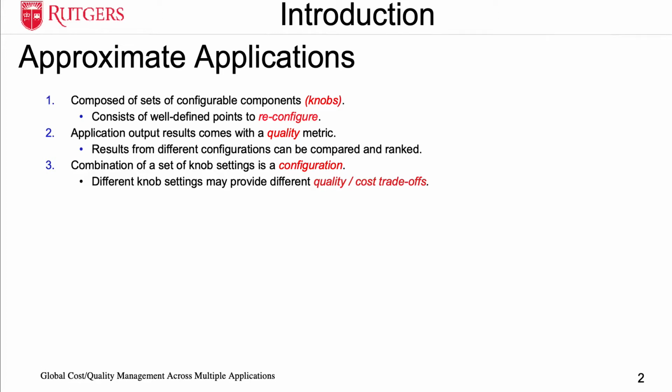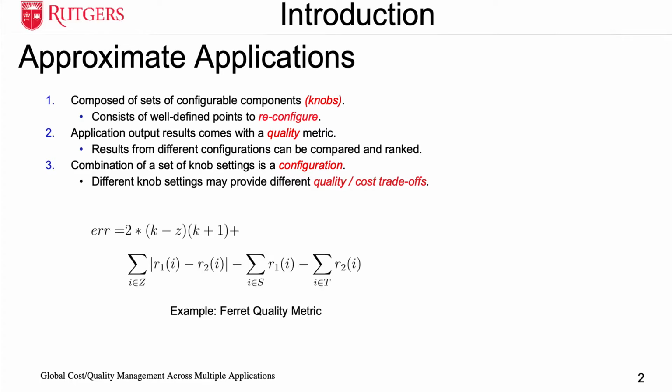To define such cost and quality, each of these applications comes with a cost and quality metric. In this case, the execution time is the cost, and the quality is computed by this formula to compute the similarity between two ranked lists. One of the inputs will be the ranked list from running the application with the best configuration, usually the most expensive one. The other one is the list generated by running the current configuration.